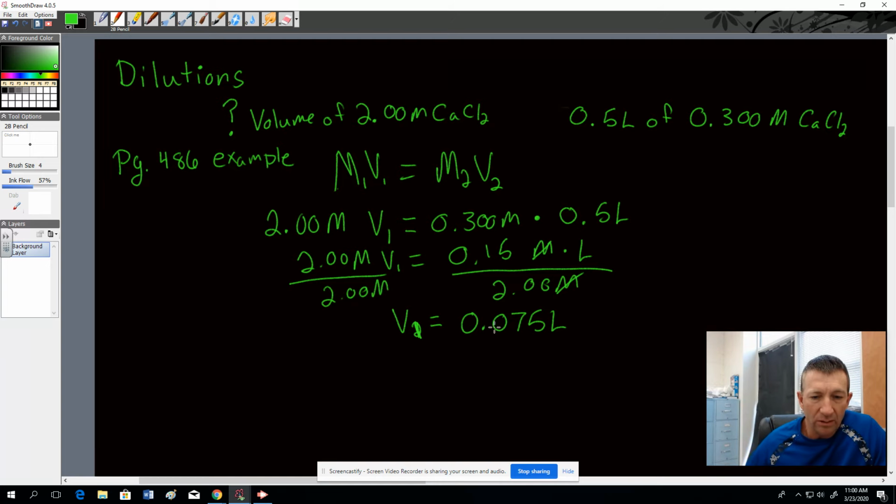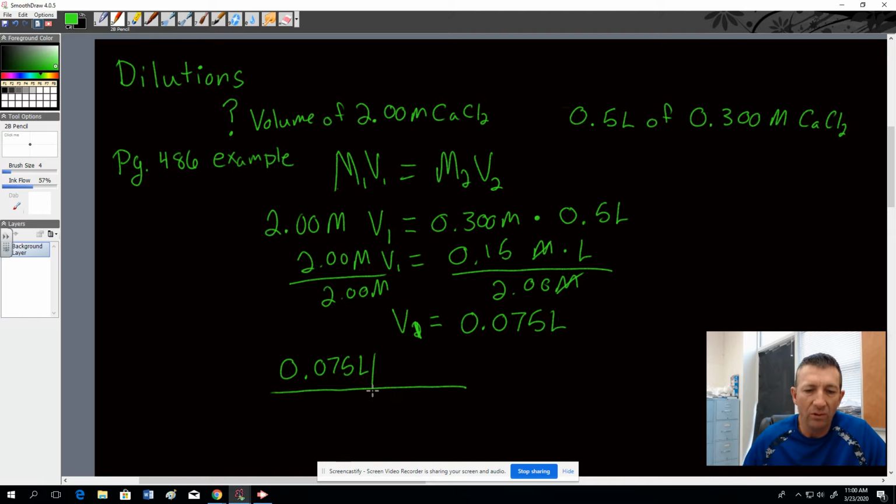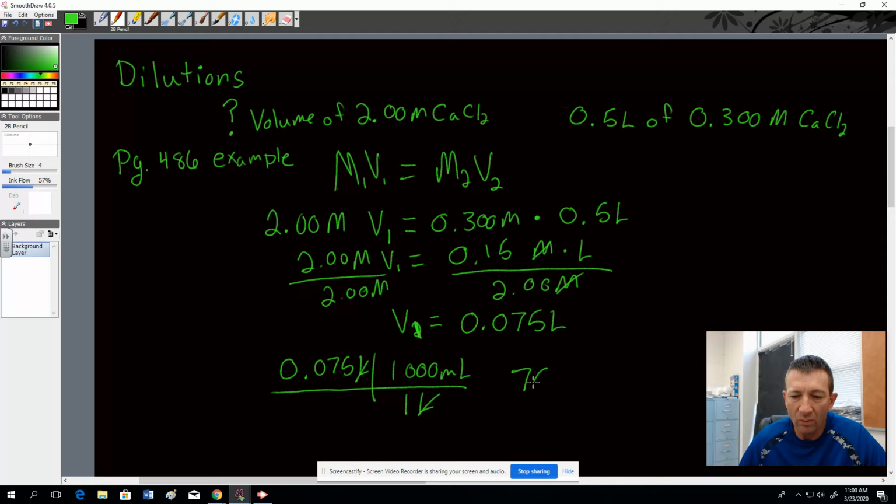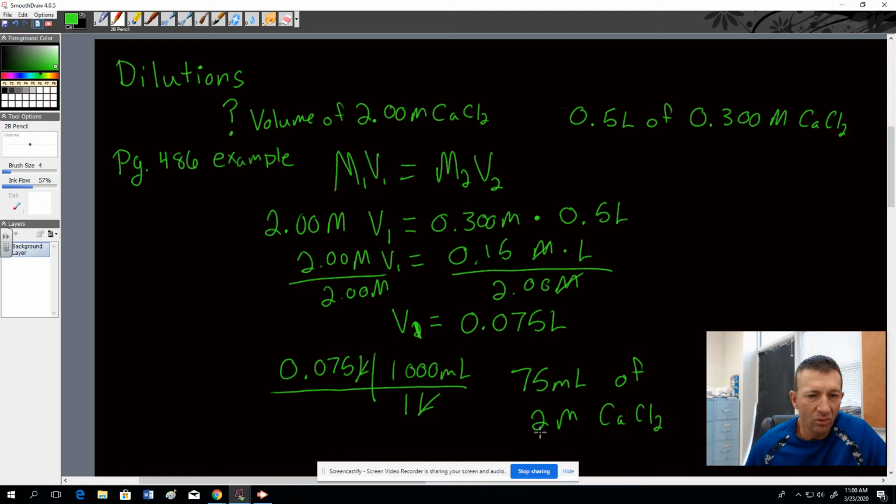Your book converts it to milliliters. A lot of times we don't work in liters in the chemistry lab, so we're going to convert that to milliliters. So we have 0.075 liters. Do a conversion. For every 1 liter, we have 1,000 milliliters. Liters cancel out liters. We go 0.075 times 1,000. So we have 75 milliliters of 2 molar calcium chloride that we need to use, and that's how you do a dilution.